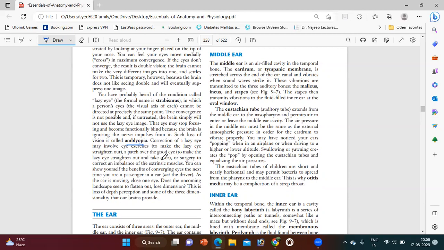A patch over the good eye makes the lazy eye straighten out and take over. Or surgery can correct an imbalance of the extrinsic muscles.